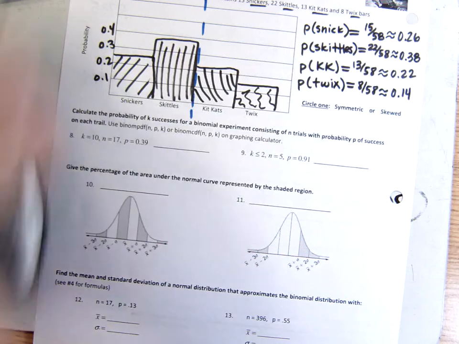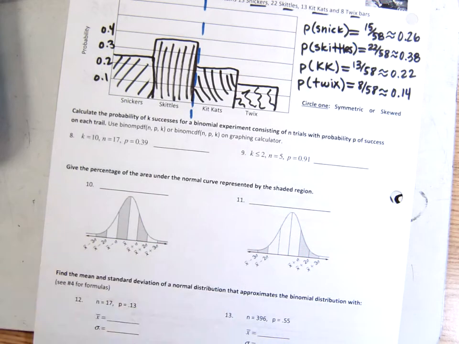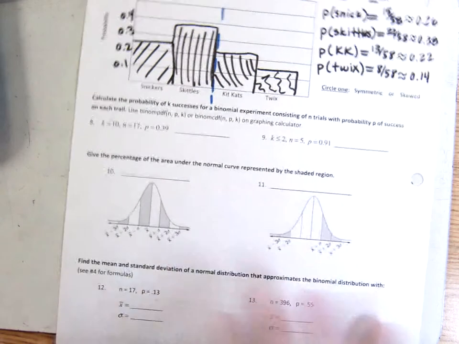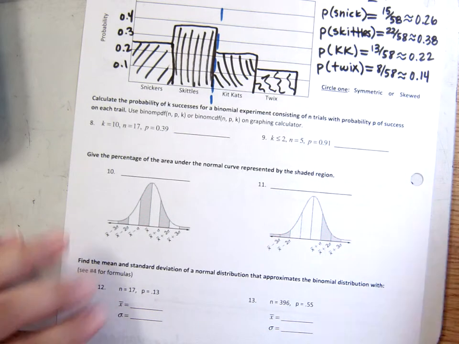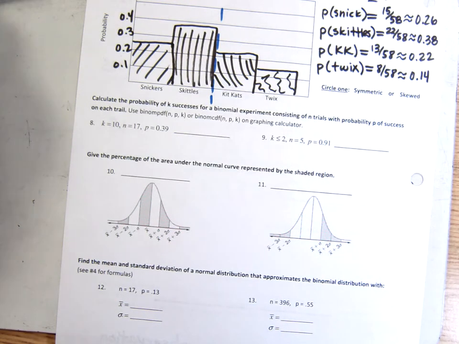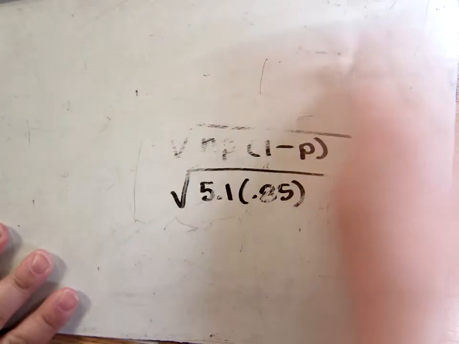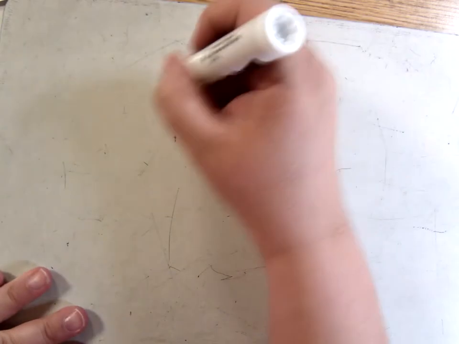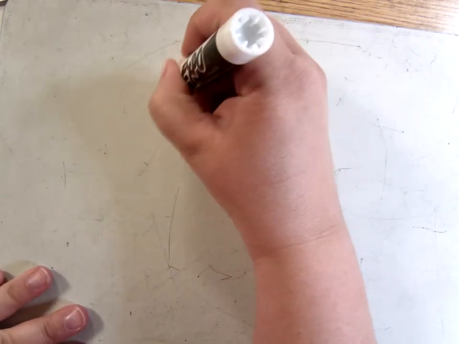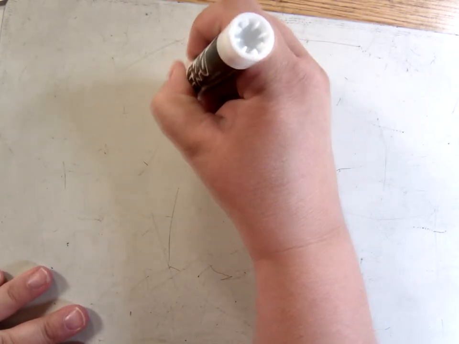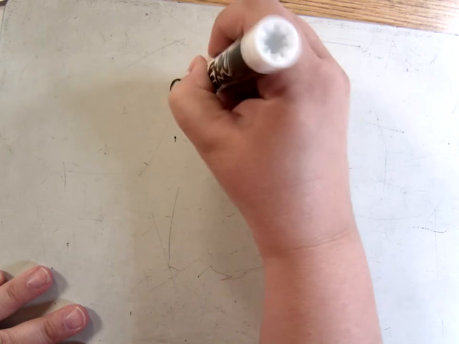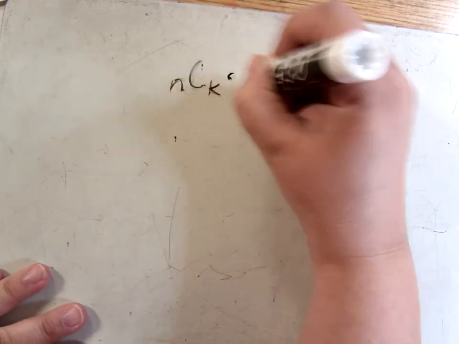Number 8, you could do it one of two ways. You could do the formula. This is saying I have the probability of K successes in N trials. And number 8, it says K is 10, N is 17, and probability is 0.39. So this is the formula I'm talking about. If I can get my marker to write. Let's try a different one.